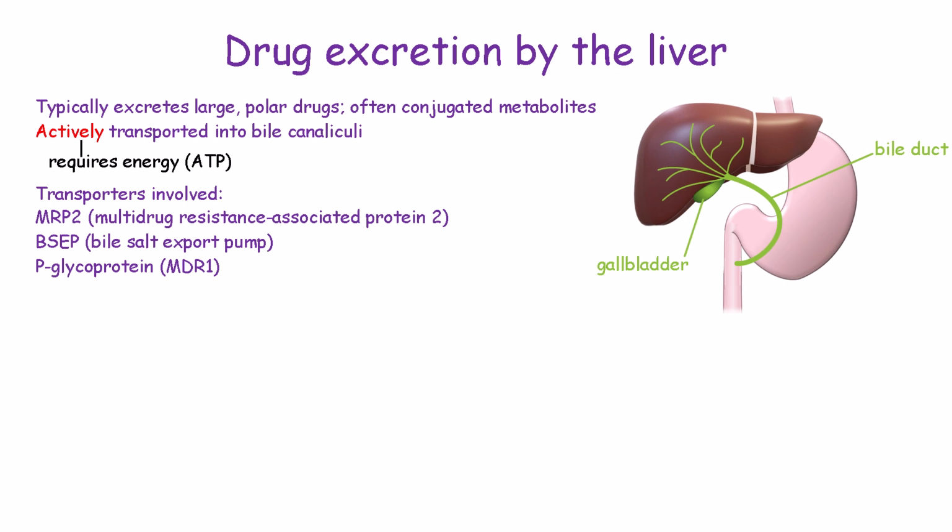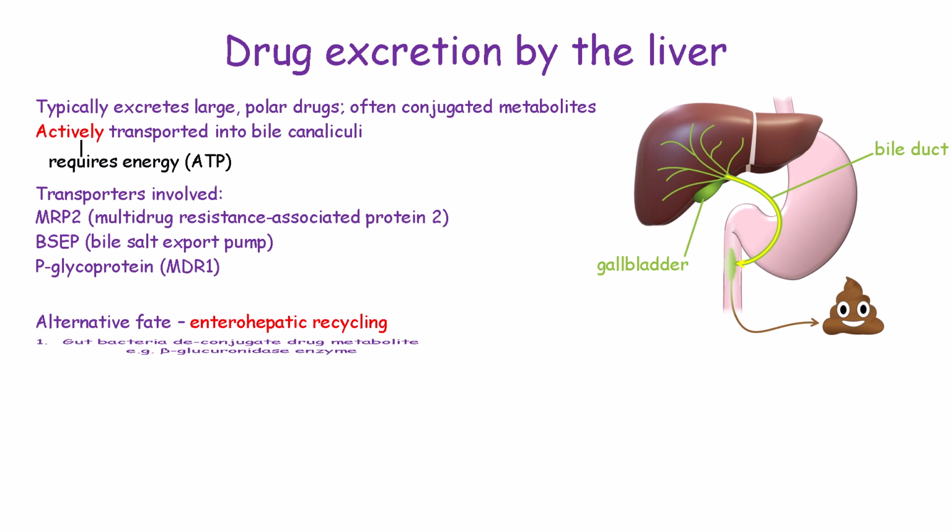Bile flows through the bile duct into the gallbladder for storage or directly into the duodenum of the small intestine. It can then pass through the intestine to become excreted in feces. An alternative fate for drugs excreted this way is to become recycled as part of the enterohepatic system.